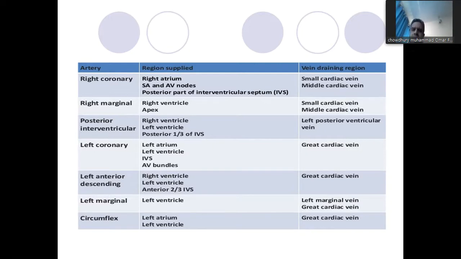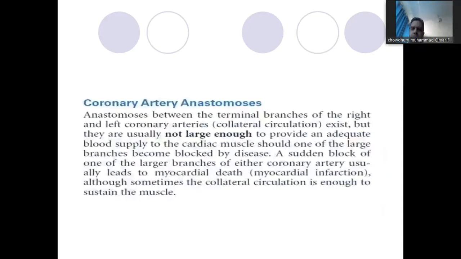And next, there is coronary artery anastomosis. This is anastomosis between the terminal branches of the right and left coronary arteries. It is collateral circulation. It exists, but usually it is not large enough to provide an adequate supply to the cardiac muscle should one of the large branches become blocked by disease. A sudden block of one of the larger branches of either coronary artery usually leads to myocardial death, although sometimes the collateral circulation is enough to sustain the muscle.